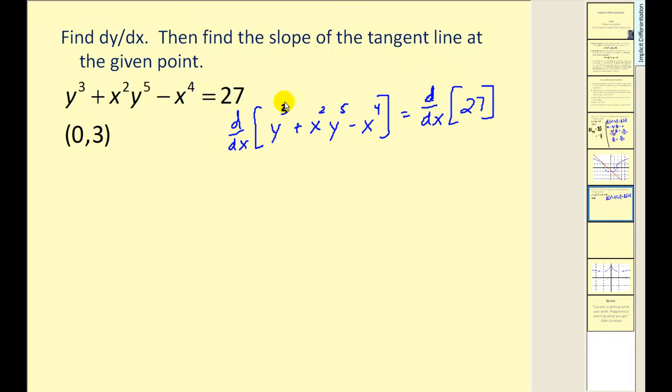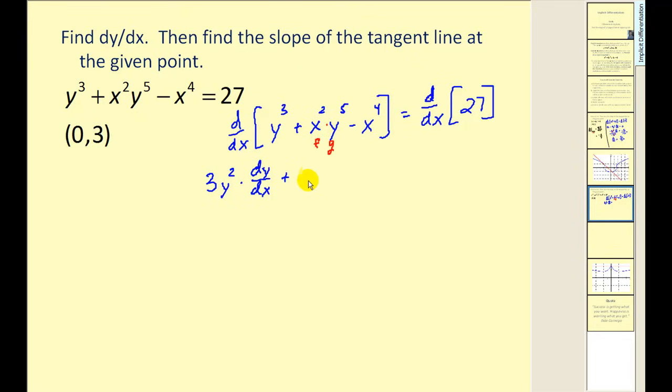So when we go to find the derivative of y cubed, we have to apply the chain rule. So we would have 3y squared times dy dx. Sometimes you'll see some textbooks writing y prime. I don't like doing that because it looks too much like y to the first power. Now plus, this is actually a product of two functions. We have to apply the product rule. The first function is x squared, and the second function is y to the fifth.